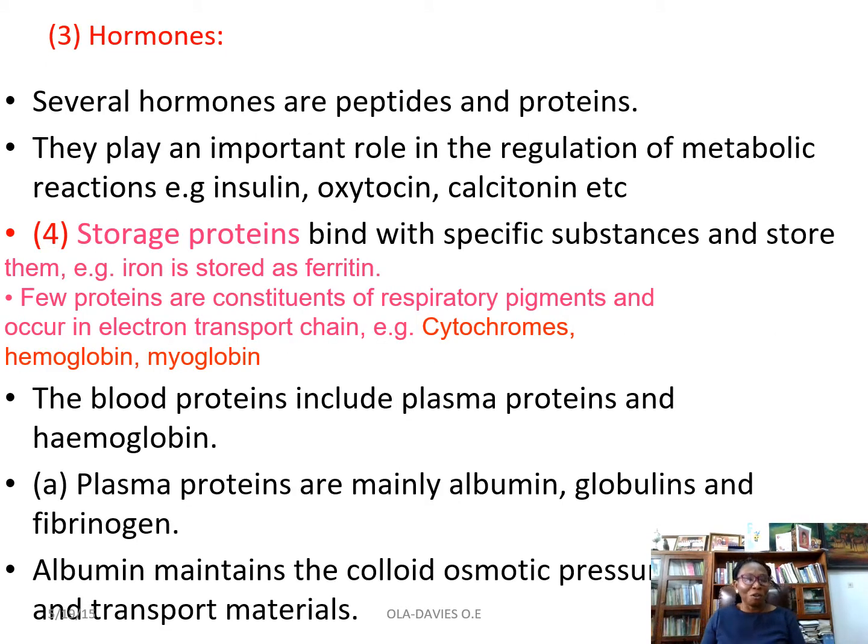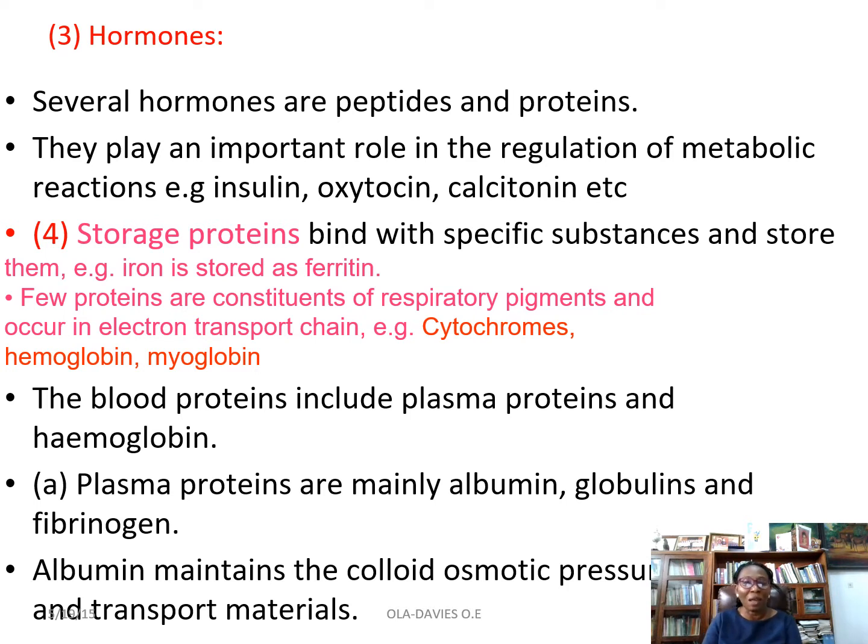The third function of proteins is hormones. Several hormones are peptides and proteins. For example, insulin is a peptide hormone. They also play an important role in regulation of metabolic reactions. We know insulin is a peptide hormone, oxytocin is a peptide hormone, calcitonin is a peptide hormone, and these three hormones are active in metabolic reactions.